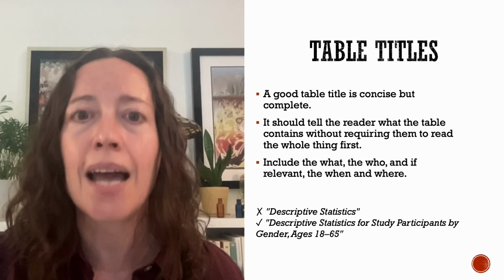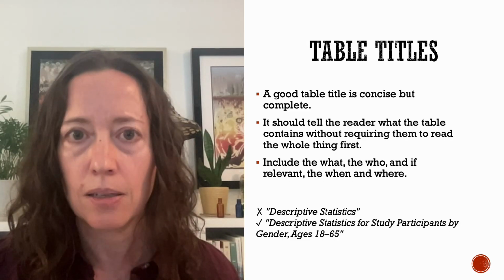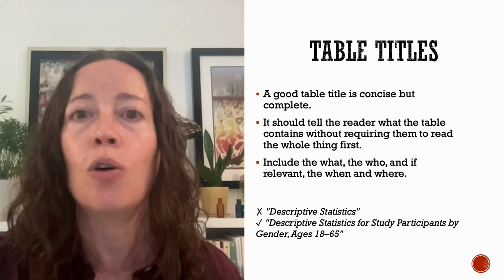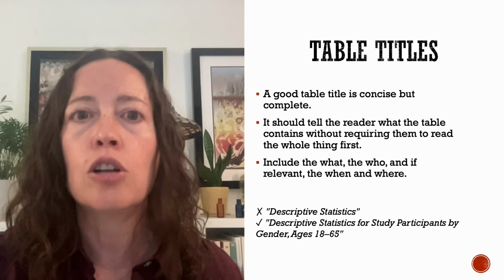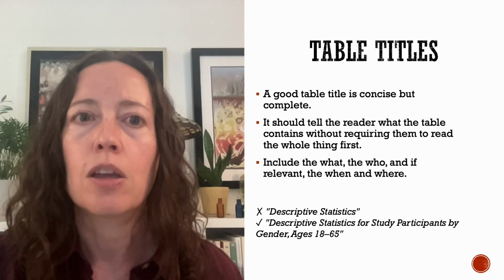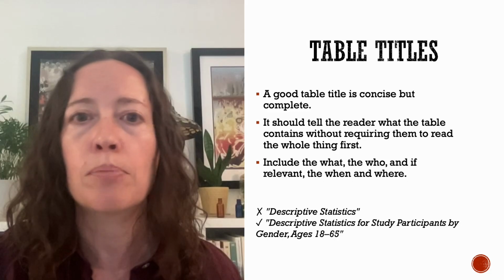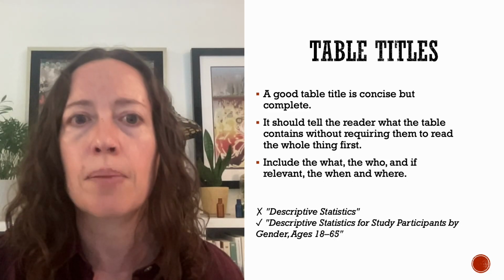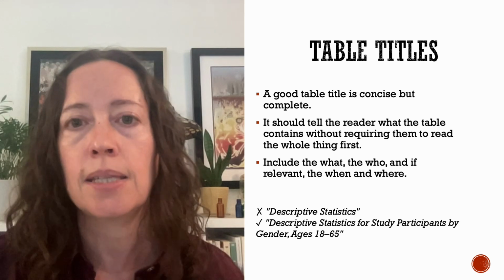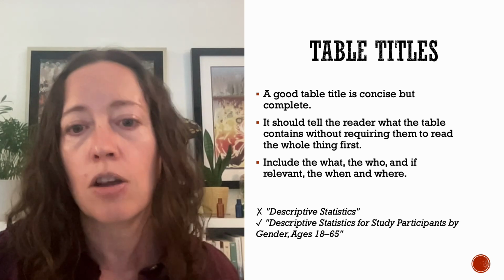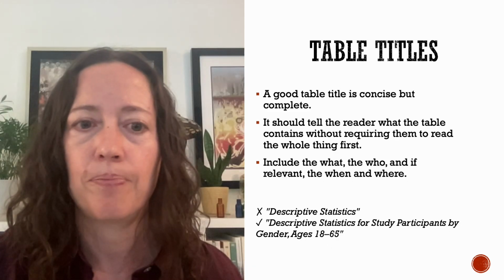A good table title is concise but complete. It should tell the reader what the table contains without requiring them to read the whole thing first. Include the what, the who, and if relevant, the when and where. You want to avoid vague, simplistic titles like "descriptive statistics" when you can write something like "descriptive statistics for study participants by gender, ages 18 to 65."